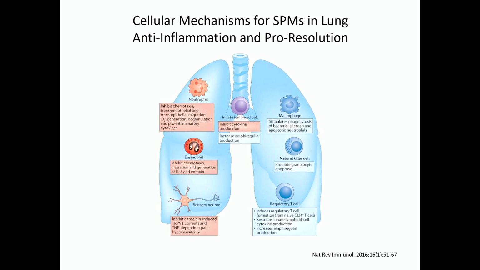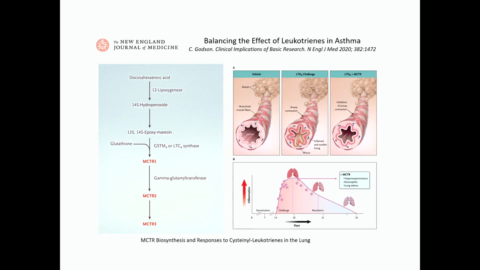And then in blue are pro-resolving actions as it relates to macrophages, NK cells, and regulatory T cells. And I'm going to share with you some of the data related to those in this talk. So what I'd like to do is start with this nice review, for those of you interested in the area, by Catherine Godson, who gave a talk earlier this week and is here at the meeting, on balancing the effect of leukotrienes in asthma.